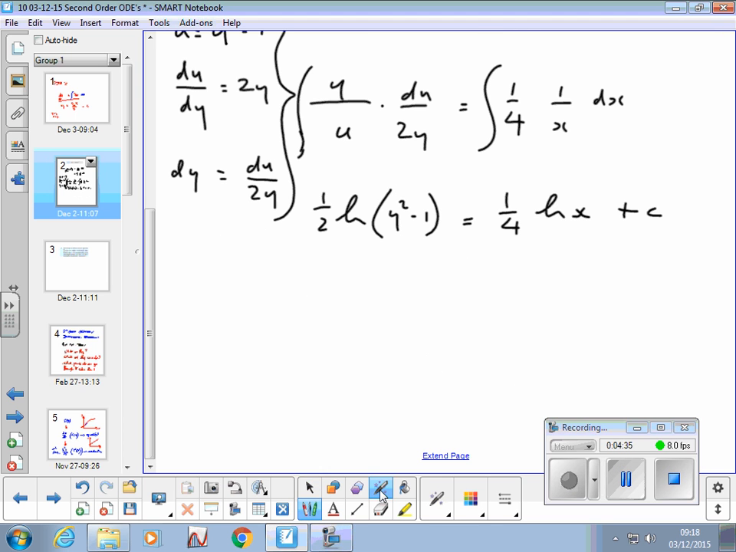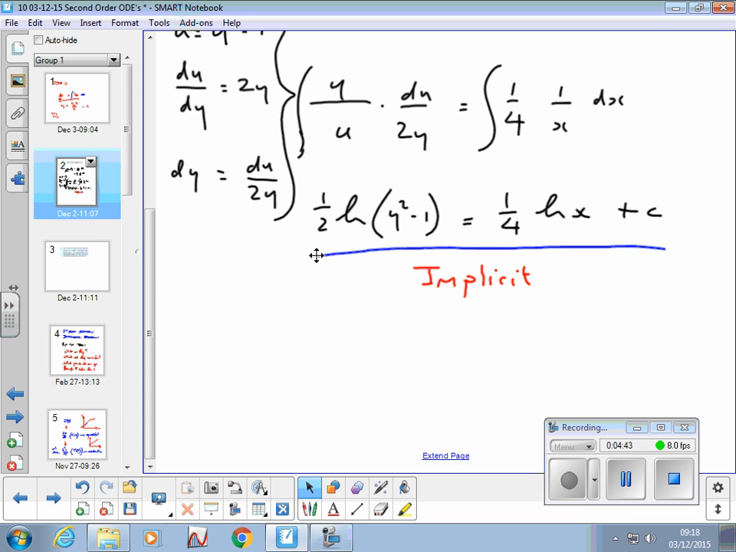So this is our implicit solution. Implicit, because it's not explicitly in terms of y. You could find out what y was, but it's involved. Y is in there, but it's not explicitly y equals something. So it's an implicit solution.